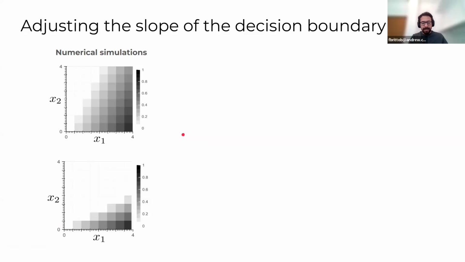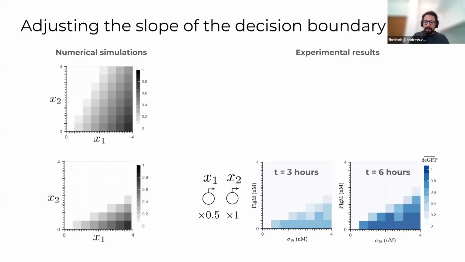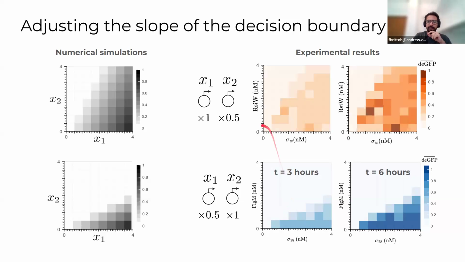To approach this, we took a very simple approach. We just diluted our plasmids for the experiments. Here you can see we diluted the one associated with x1, and that led us to reduce the slope of the decision boundary. We did the same but diluted the one for x2, and we were able to increase the slope of the decision boundary, in the same way that was predicted by the models. Again, it is important to highlight that we observe this behavior not at a single time, but over a certain period of time.